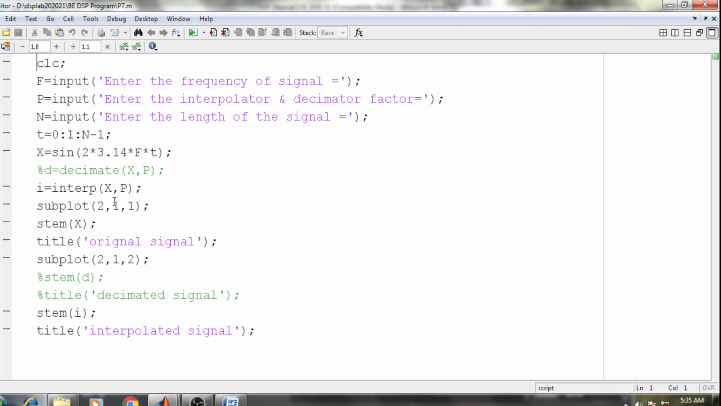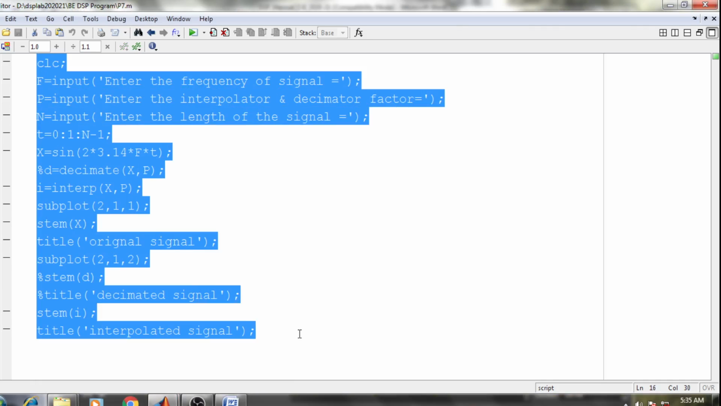See here, I am just highlighting the entire program. The program will be highlighted like this. See what things are written in the program. We will learn one by one.